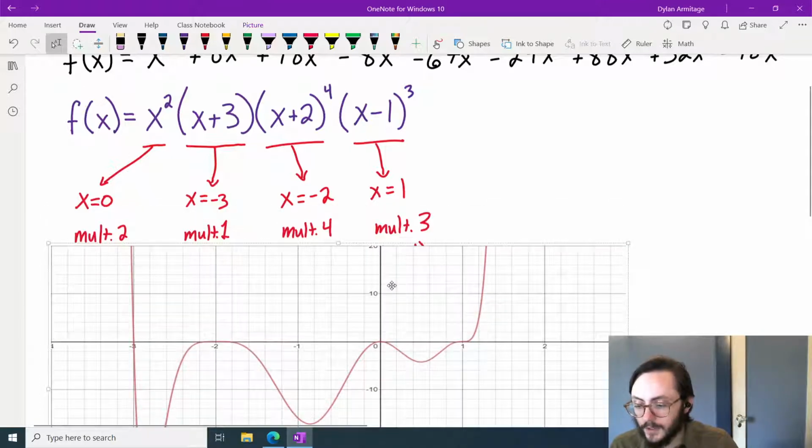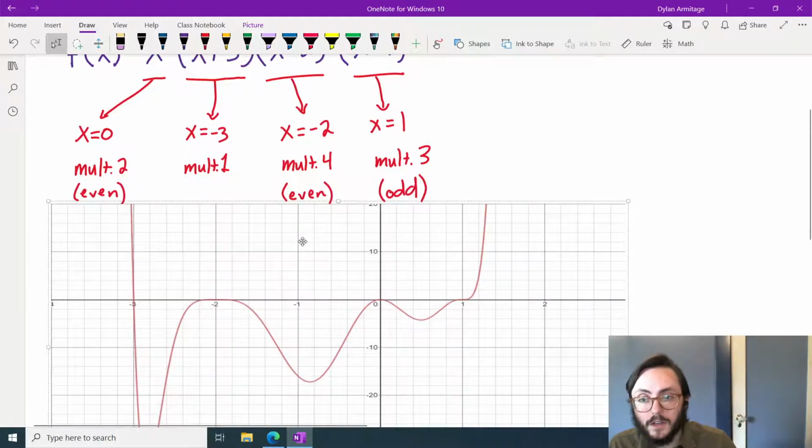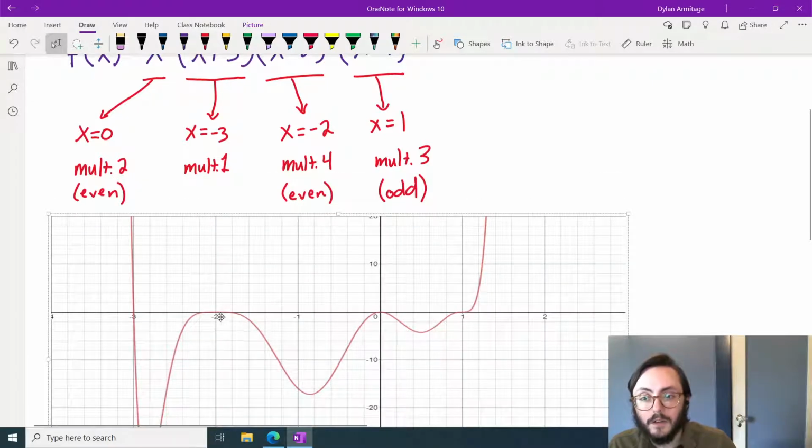And notice the common patterns here. If we look at these roots, specifically the multiplicity of 2 and the multiplicity of 4, these look kind of the same, or at least similar.